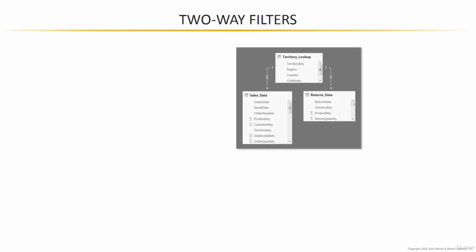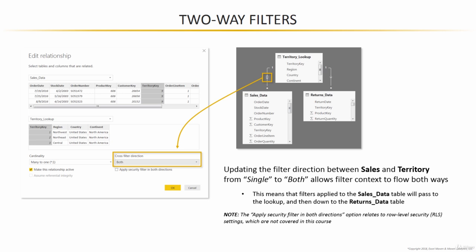Now, when it comes to filters, there's one important difference between Power BI and Power Pivot for Excel, and that's that Power BI actually enables you to create two-way or bidirectional filters. So let's take a look at that familiar three-table model, just like we've seen before with one exception. That relationship between territory lookup and sales data now contains a bidirectional filter. So by updating the filter direction in that relationship between sales and territory from single to both, we've essentially allowed filter context to flow in either direction.